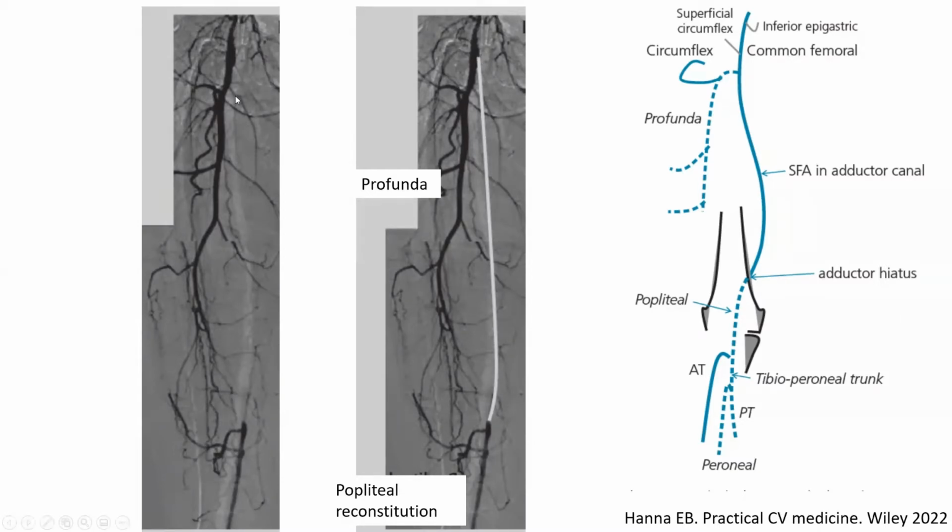Two features help you recognize an SFA from a profunda, and this image illustrates that. The SFA curves away from the femur. This is the femur here, it's a right leg. The SFA curves away from it, whereas the profunda curves towards it. A second feature is that the profunda gives a lot of branches in the thigh. It supplies the thigh muscles, whereas the SFA doesn't give any branches at the thigh level. So this is just an illustration of the anatomy. Again, common femoral has that inferior epigastric and superficial circumflex femoral artery.